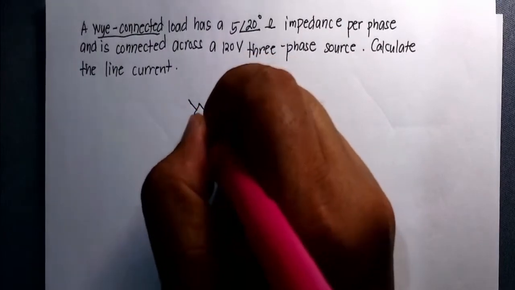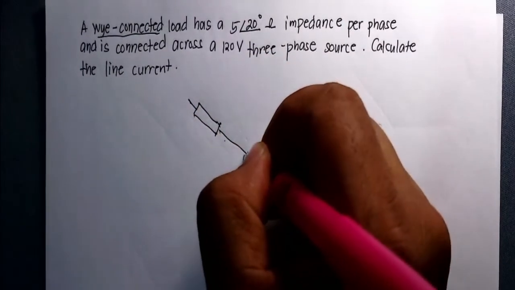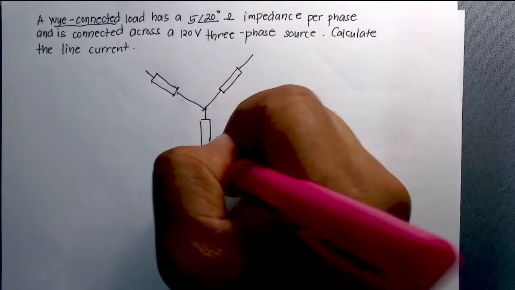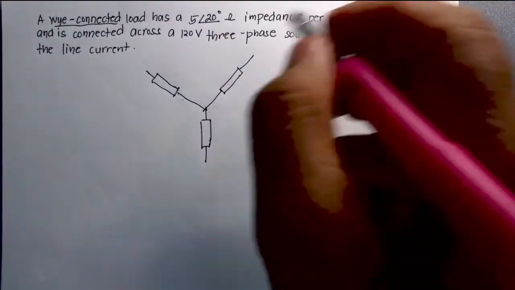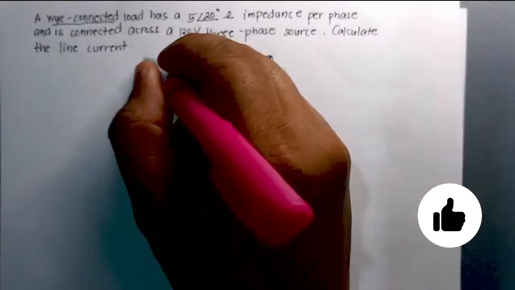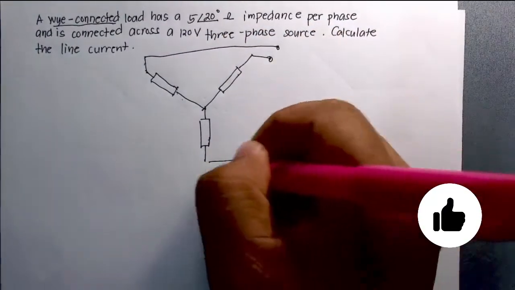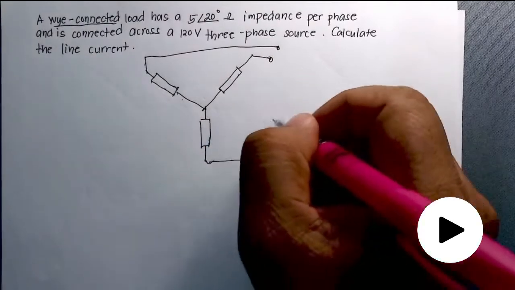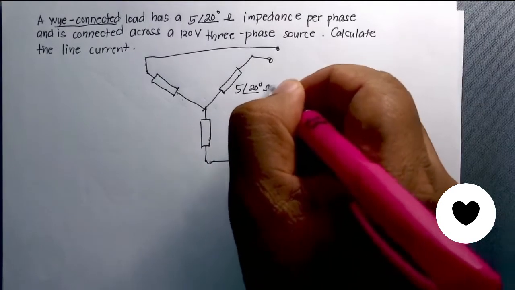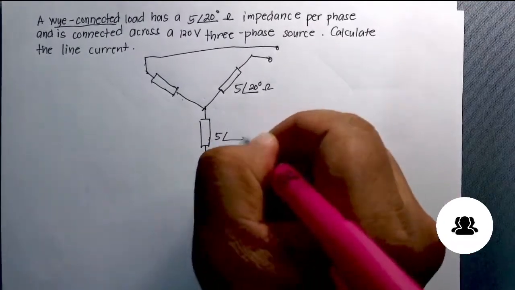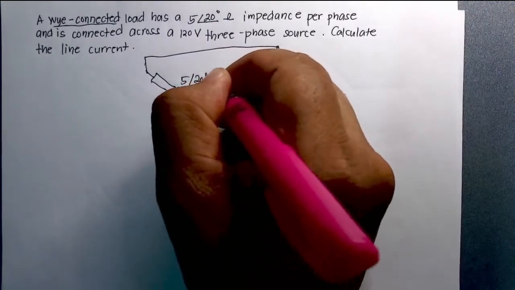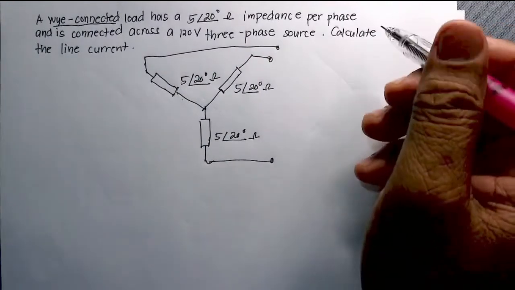So this is the picture of that. Okay, so this is a Y connected system. Each one of these has an impedance of 5∠20 degree ohms. This is also 5∠20 degree ohm. This is 5∠20 degree ohm.